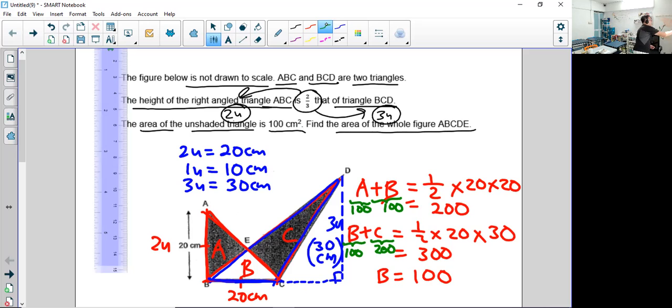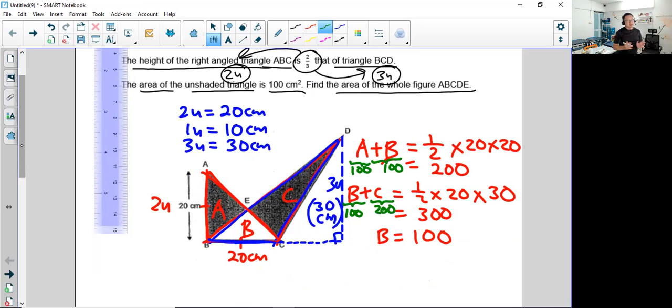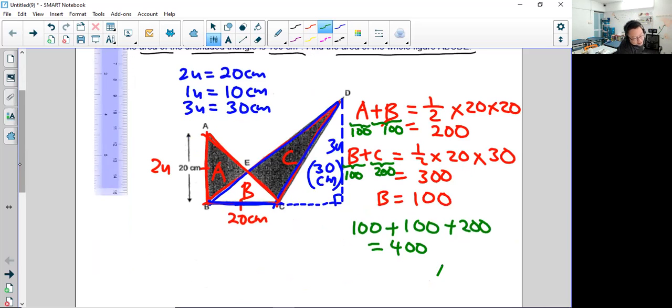So what's the area of the entire figure? Then you have A plus B plus C. The whole figure is A plus B plus C, which is 200. So when you add them together, you will get 400 centimeters square, which is the area of the whole figure. And that's how you use the ABC method to solve this problem.